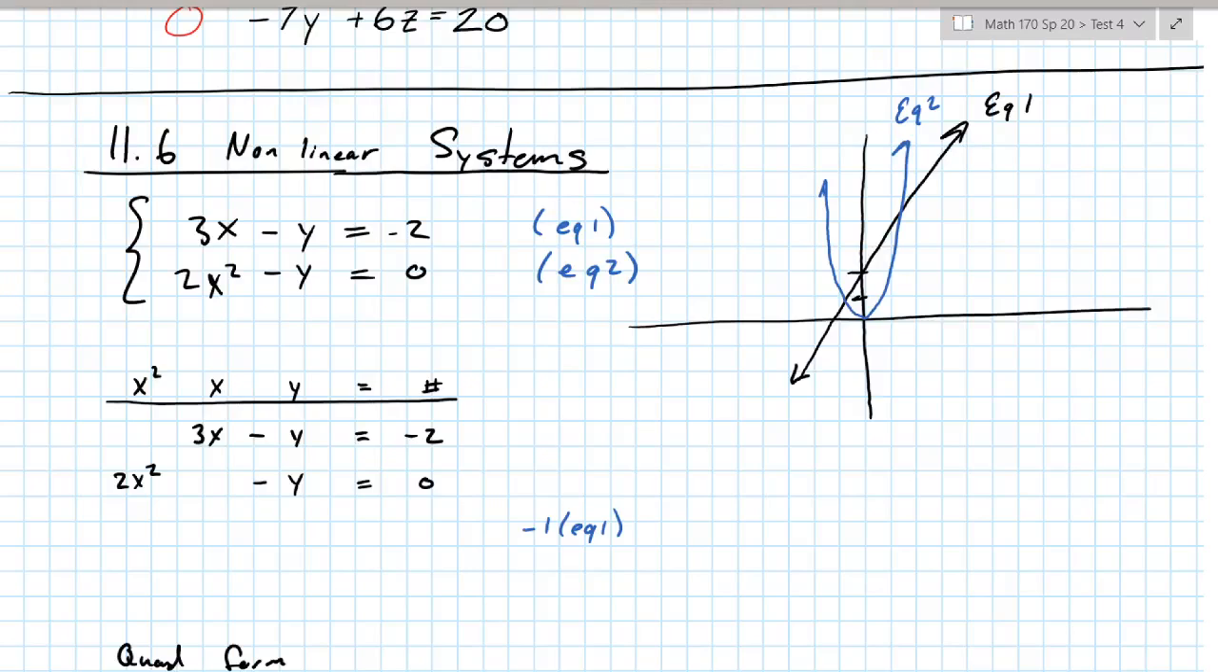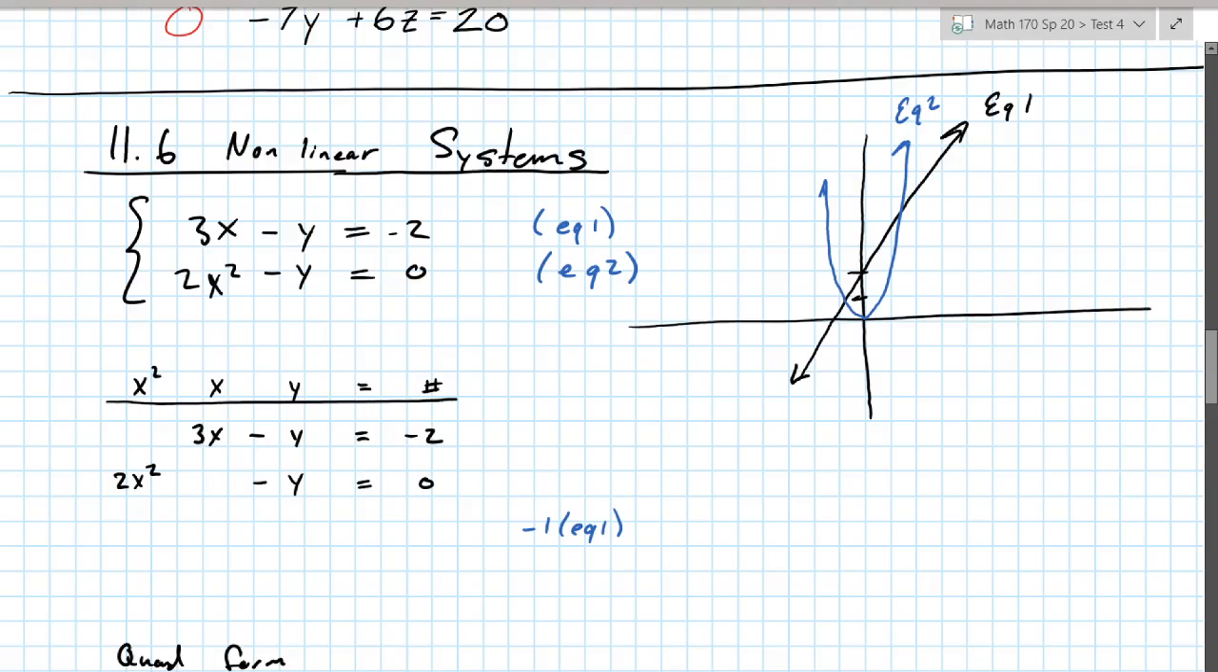Our last section of the semester is nonlinear systems of equations. So we want to solve a system like this: 3x minus y is equal to negative 2, and 2x squared minus y is equal to 0.